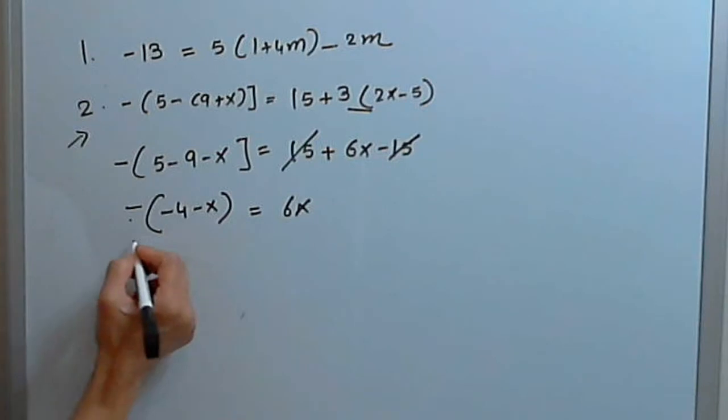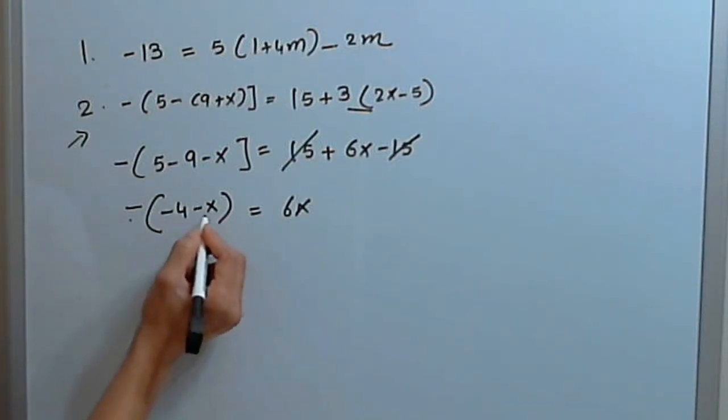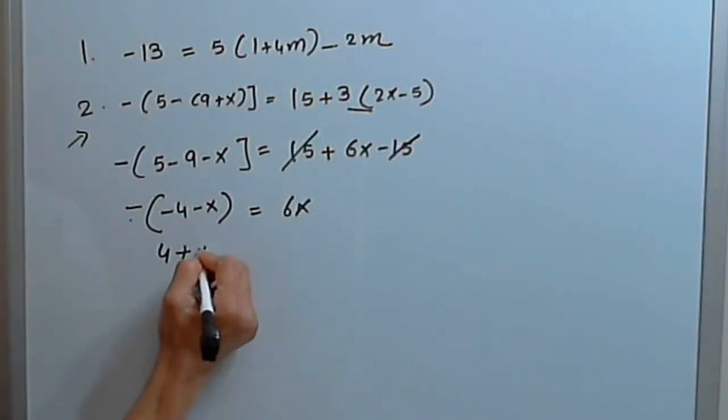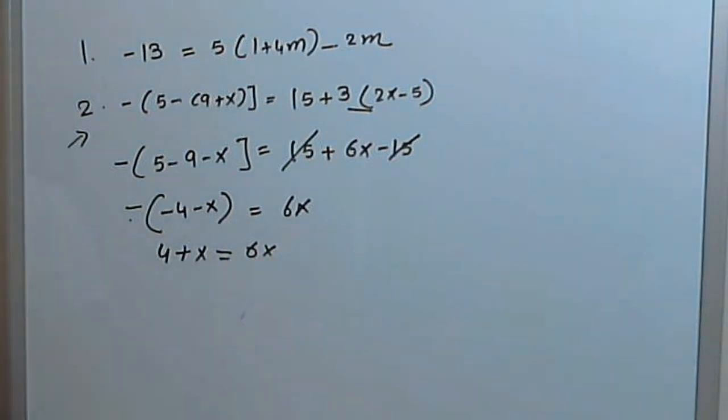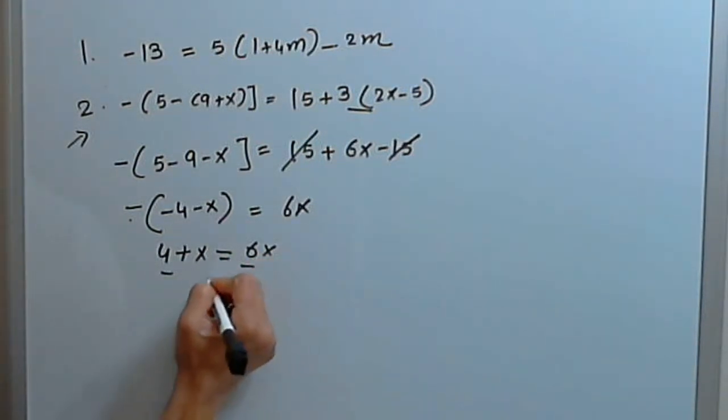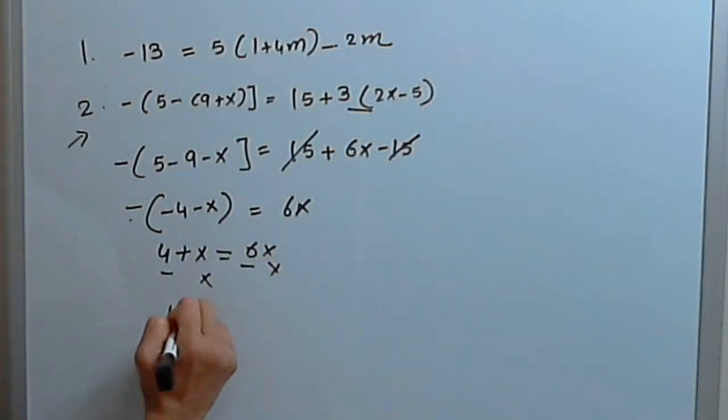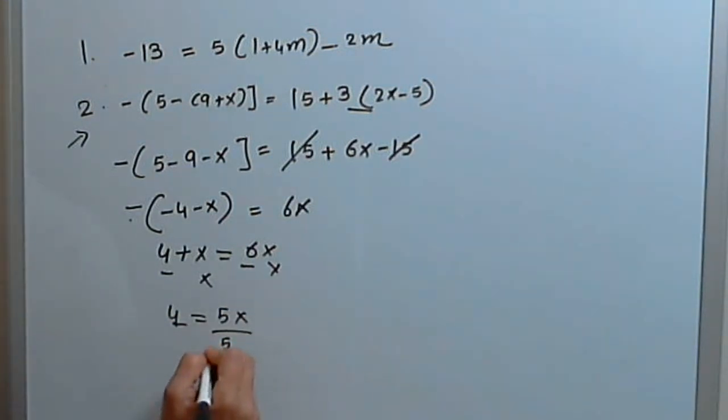Now this minus, when you multiply with inside, this minus will become plus, which will be 4 plus x equals 6x. And if you subtract x from both sides, you get 4 equals 5x. And then you divide both sides by 5, you should get 4/5 equals x. So this is your solution.